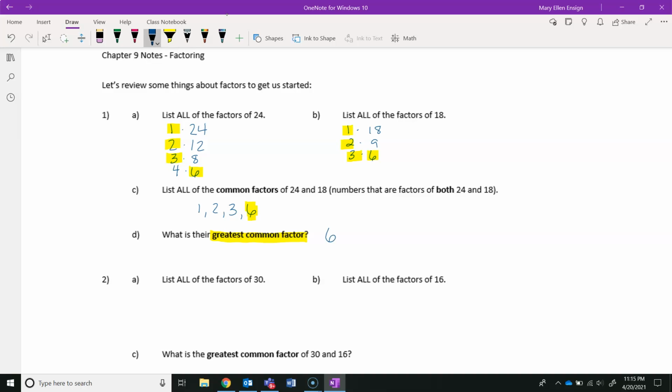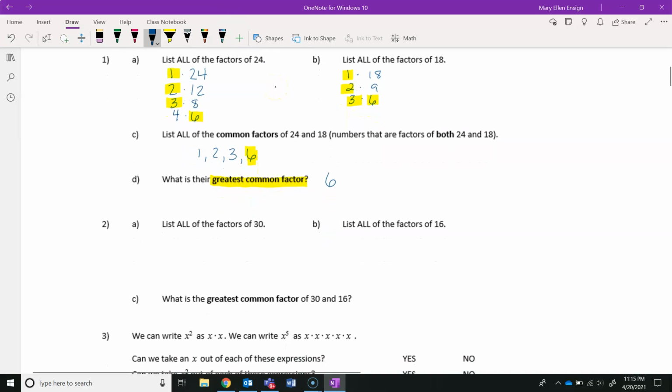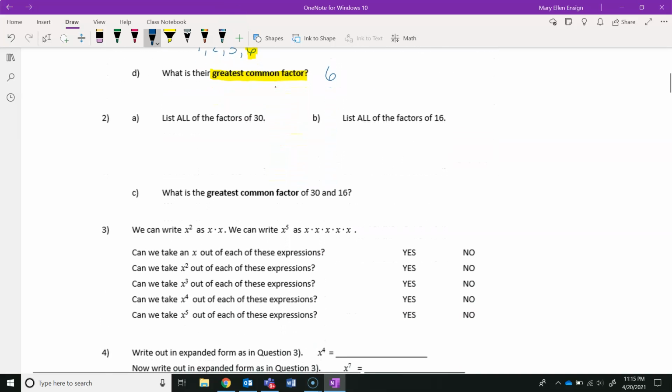Okay, and we'll use this, being able to find the greatest common factor, in just a minute. Let's do another example. So we're going to list all of the factors of 30. So 1 and 30, 2 and 15, 3 and 10, 4 does not go evenly into 30, 5 does, 5 and 6. If I kept going, I'd get 6 times 5, which is repeating those factors. Now 16: 1 and 16, 2 and 8, 3 does not go in evenly, 4 and 4, obviously I would be repeating if I kept going.